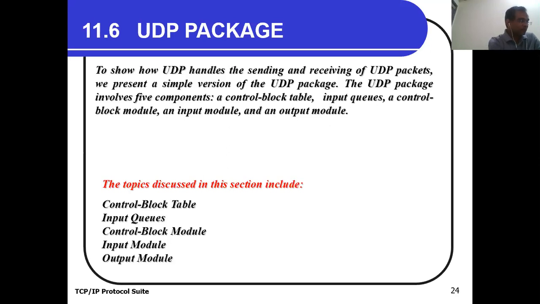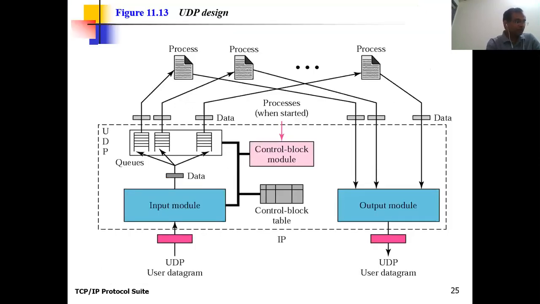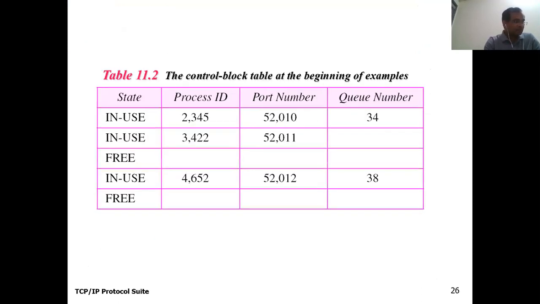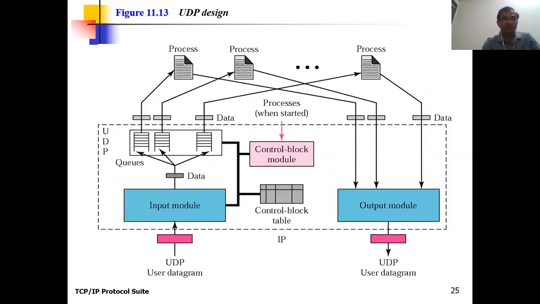First, the control block table. In our package, UDP has a control block table to keep track of the open ports. Whichever ports are open, we can come to know from this control block table. Each entry in this table has a minimum of 4 fields: the state information, through which we can know whether it is free or in use, and the other fields are the process ID, the port number, and the corresponding queue number. This control block table is present in the UDP package.